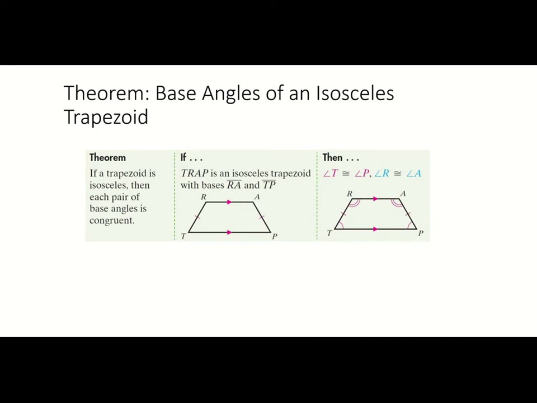All right, and when we have an isosceles trapezoid, both pairs of base angles are going to be congruent. And remember, your base angles are attached to each base, which is the top and the bottom when it's oriented the way it is in the picture. So angle R here is congruent to angle A, and then angle T is congruent to angle P.